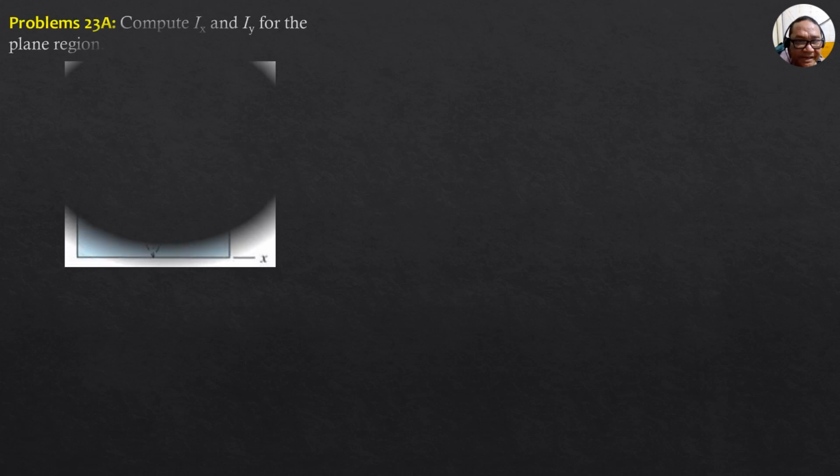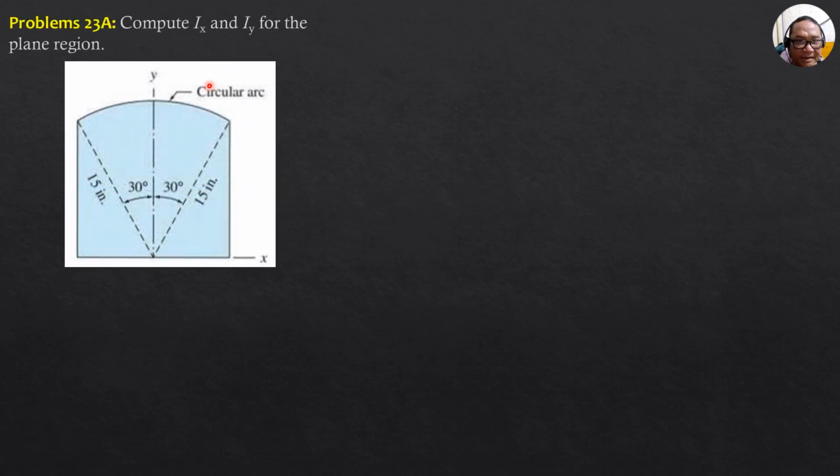So the problem is compute the value of moment of inertia with respect to the x-axis and the y-axis for the plane region shown. If you notice, this plane region consists of two identical right triangles, whose bases coincide with the x-axis, and one sector whose axis of symmetry, which happens to be the y-axis, coincides with the y-axis.